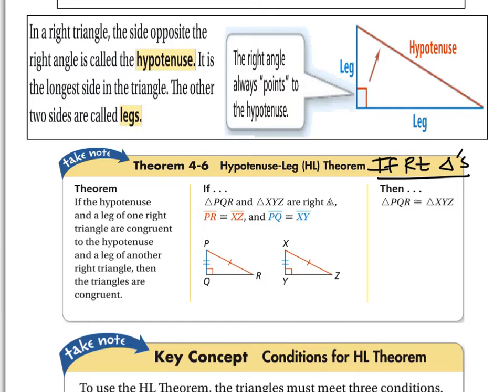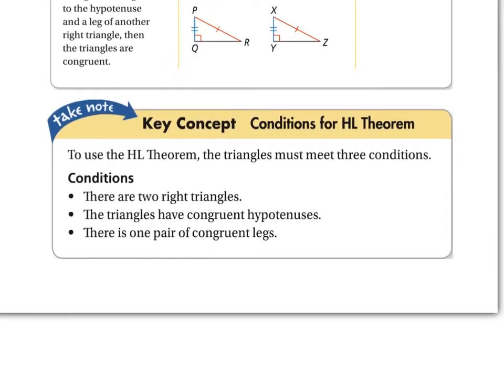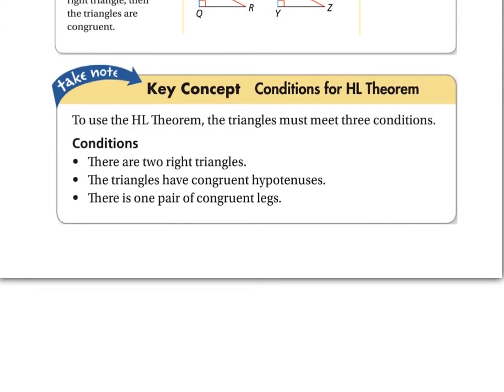Okay. All right. Some conditions for the HL theorem, some things that you're going to look for, some things that you're going to have to make sure that you put in your proofs. Okay. First thing is you have to be able to show that there are two right triangles. Now you need to know that there's a right angle first. So some of the things that we're going to be going through and looking at, you're going to have to be able to show that there are two right triangles there. Well, before that, you're going to have to show that there are two right angles as well.